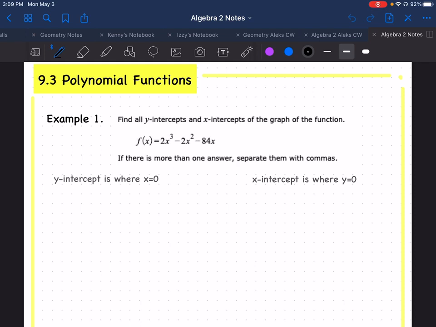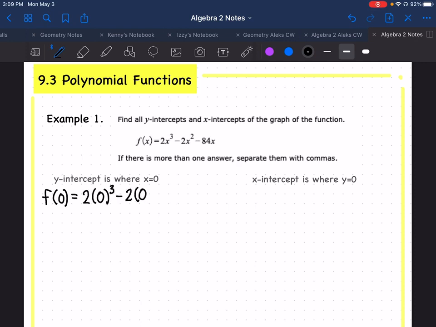What we're going to do to find the y-intercepts is make x be equal to 0. This question is coming from your Alg assignment, so it does state that if there is more than one answer, we're going to separate them with a comma. So for the y-intercepts, we are simply going to say f of 0, and we're going to plug in 0 for the x's in our function.